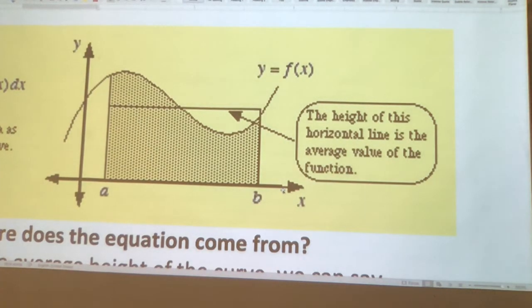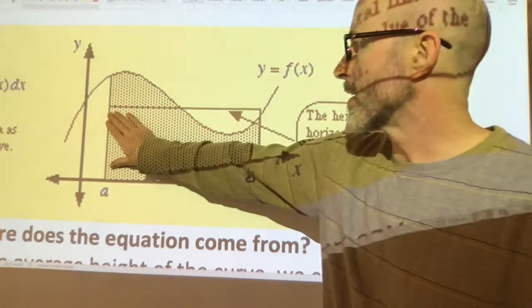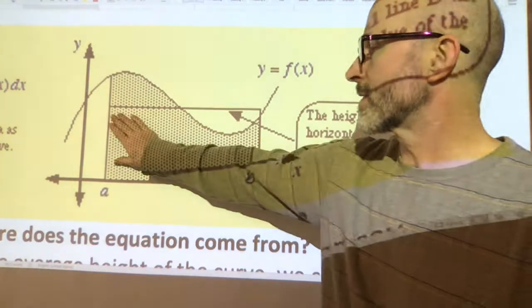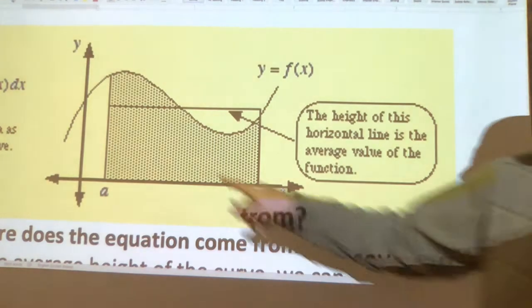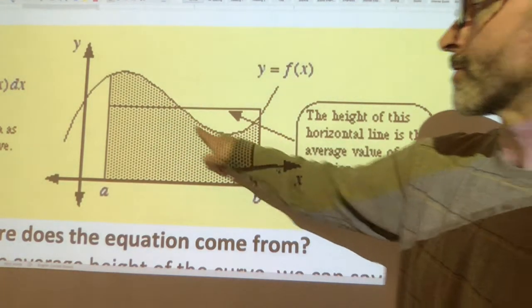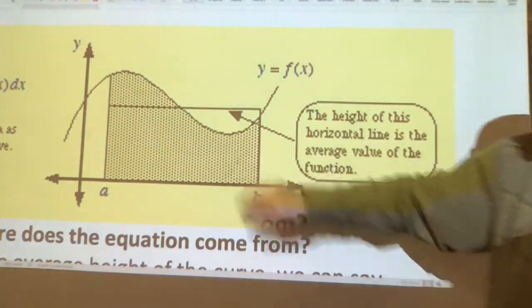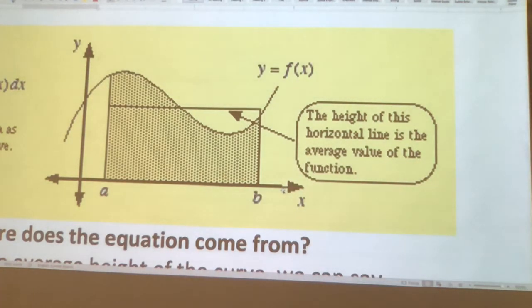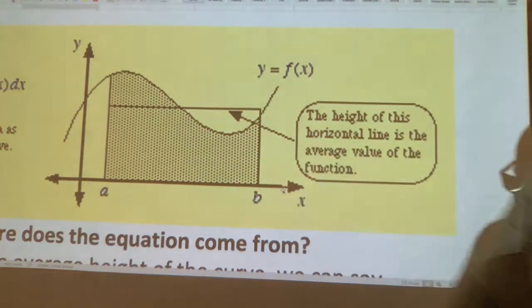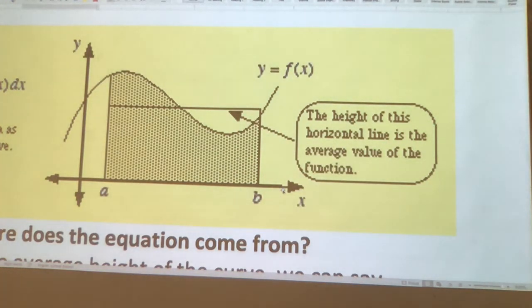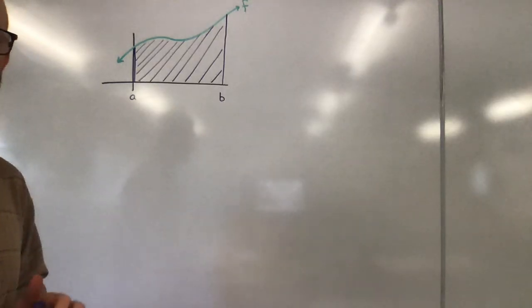Now, here's what I want you to remember. If this is the average height, the area of this rectangle right in there where my hand is, the area of that rectangle should be the exact same as the area under the graph. The total area under that graph is the same as if I just took the average height or the average value, instead of a changing height. And the area under the rectangle on the graph should be exactly the same.